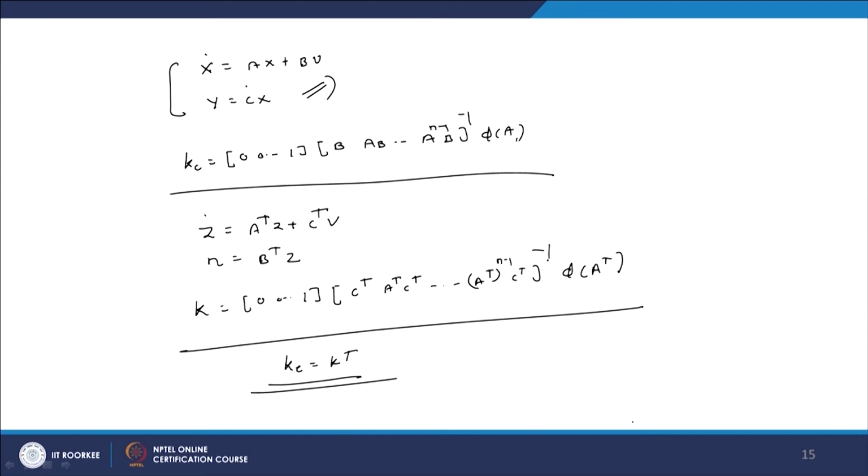Now we have to make K transpose. When we take the transpose of this, all these elements which are written like this we have to write in the reverse order. So when we write the elements in the reverse order, the controller Ke will be phi of A, times the inverse of [C; CA; CA square; up to CA raised to n minus 1], times [0 0 0 1] transposed.